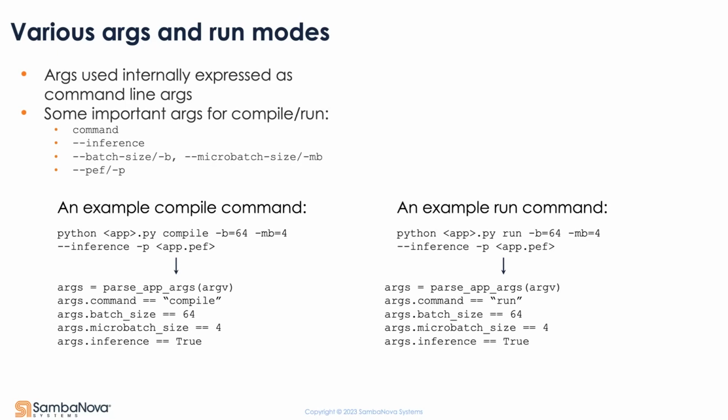And here's an example compile command. Just Python, your application's name, the compile flag, and then the input parameters. And this is how it gets broken down. We use the implementation of the arg parser, so we built ours on top of the Python argparse. We pull in the args command, compile, pull in the batch size, micro batch size, and the inference flag. And then we have the run command, which is basically the same. All you're really changing is the fact you're saying run now. And that's where that if-then statement I showed you earlier in a main function comes in.